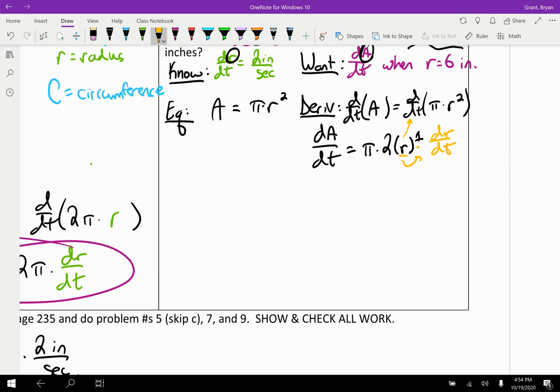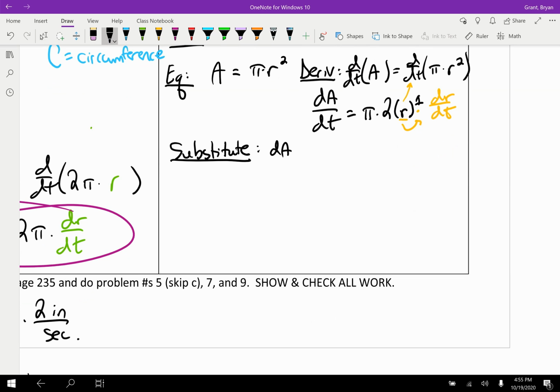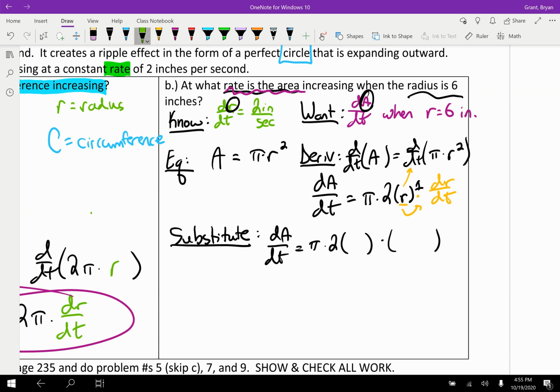We need to input r and dr/dt. So it shouldn't shock you too much then when I get to the substitute part, when I evaluate this equation, that something like this happens. So we get dA/dt equals pi times 2r to the first, which I'm not going to write, times dr/dt. Well, dr/dt we know is 2 inches per second.